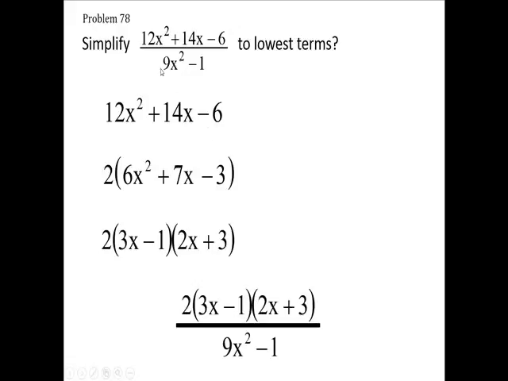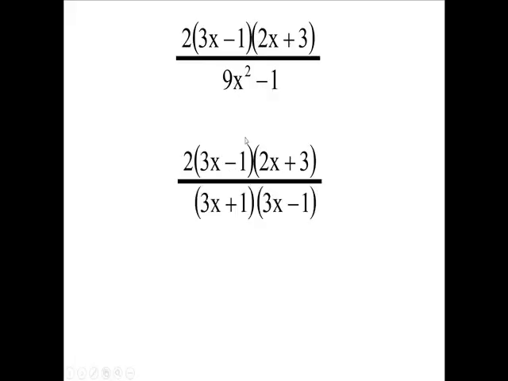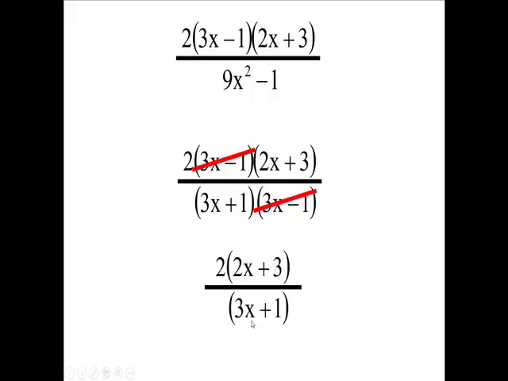My denominator is still 9x squared minus 1, so copy that down up here. Let's copy the numerator down and factor the denominator. I'll have 3x plus 1 and 3x minus 1, because this is the difference of two squares. So now I have 3x minus 1 written in the numerator and the denominator, and I can cancel that out. That will leave me this numerator, 2 times this, over this.